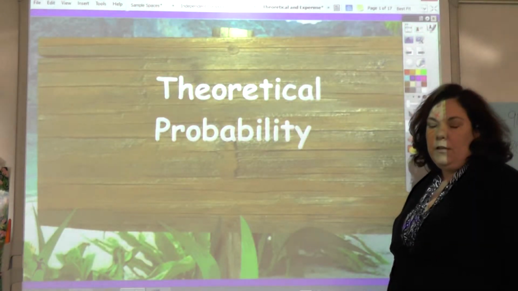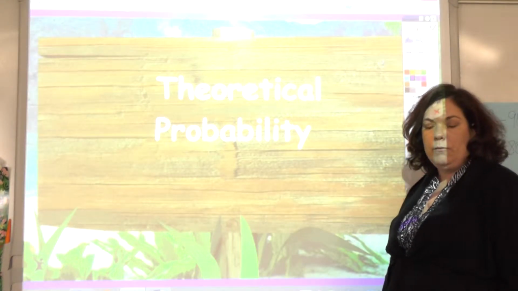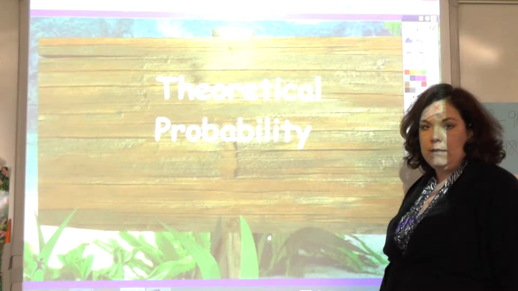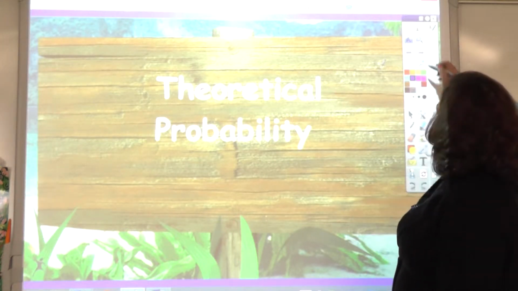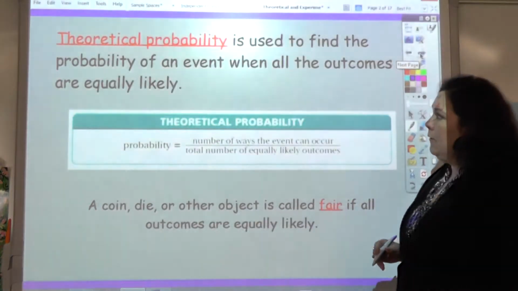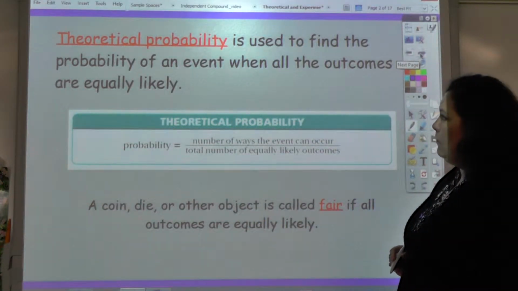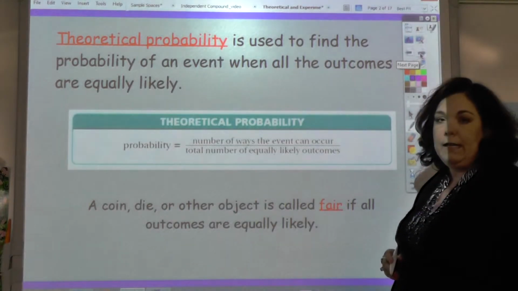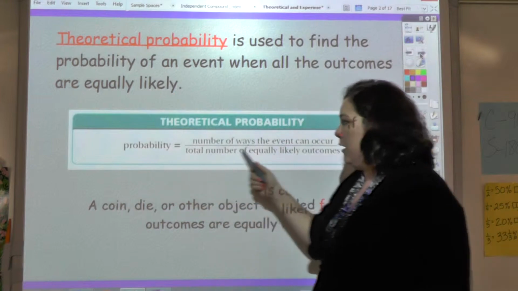This video is on theoretical and experimental probability. Now, most of this you will recall from last year, but we're going to stress certain points that you need to make sure you understand this year. Theoretical probability is used to find the probability of an event when all the outcomes are equally likely. So, go ahead and write this in your notes.